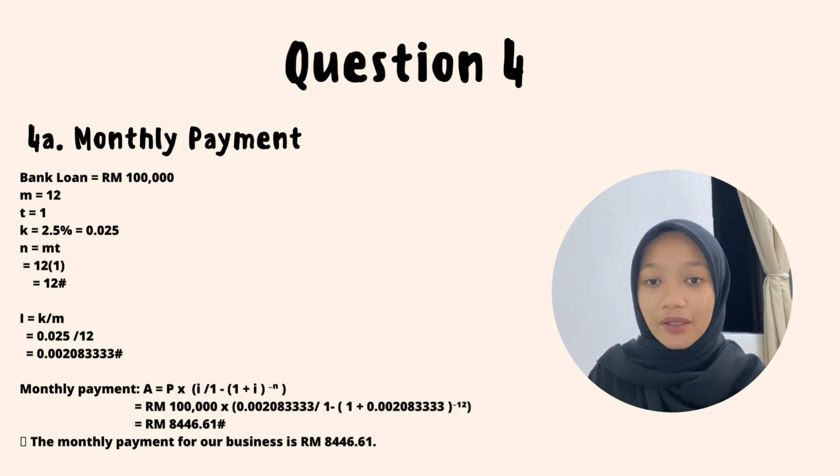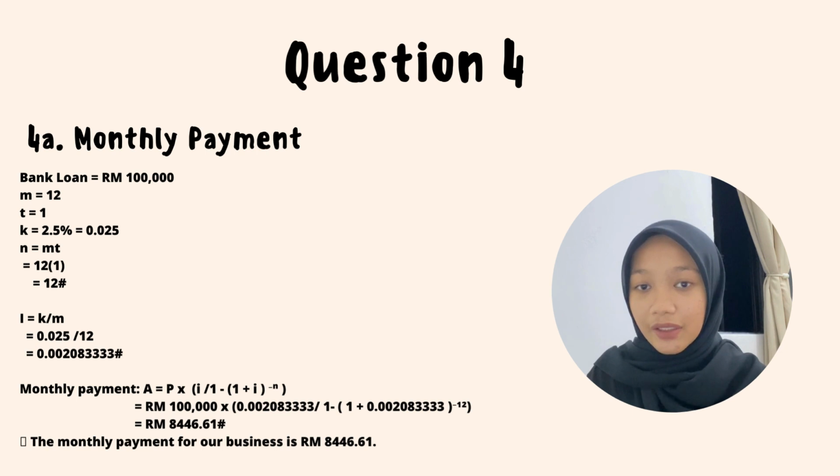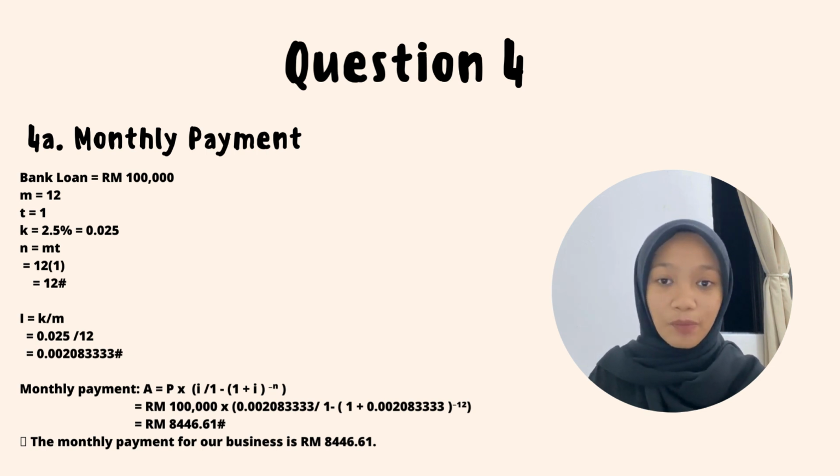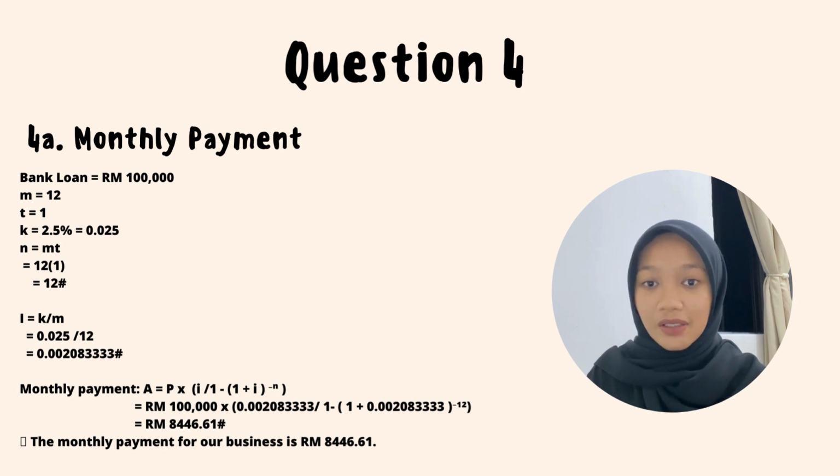So for our monthly payment, we use the formula A equals P times I divided by 1 minus (1 plus I) to the power of negative 12, where P is 100,000 times 0.0020833 divided by 1 minus (1 plus 0.0020833) to the power of negative 12. Our company gets RM 8,446.61. So the monthly payment for our business is RM 8,446.61. And I will pass to the next presenter.